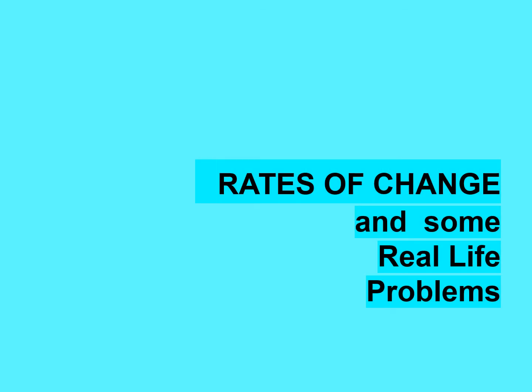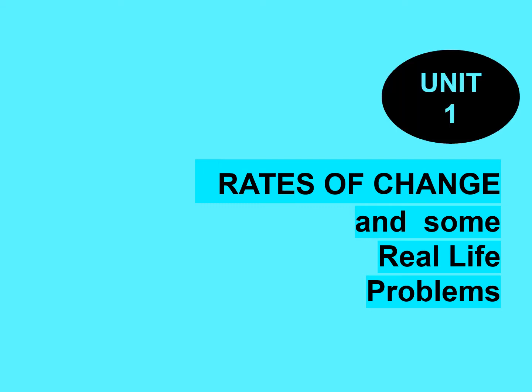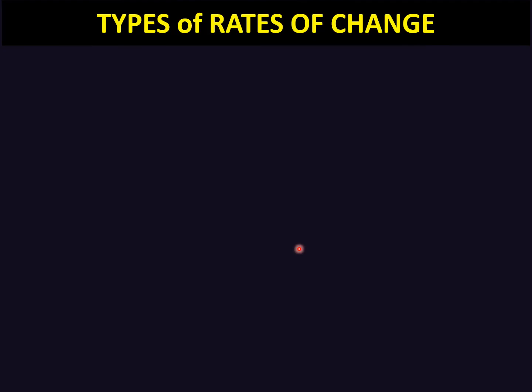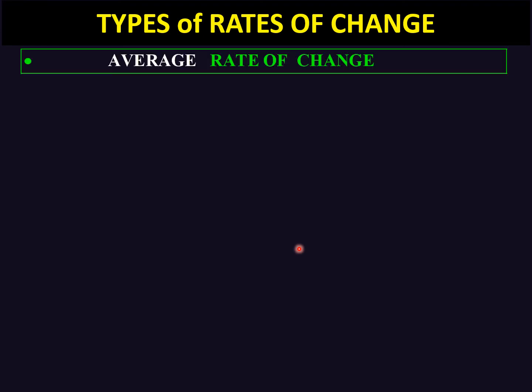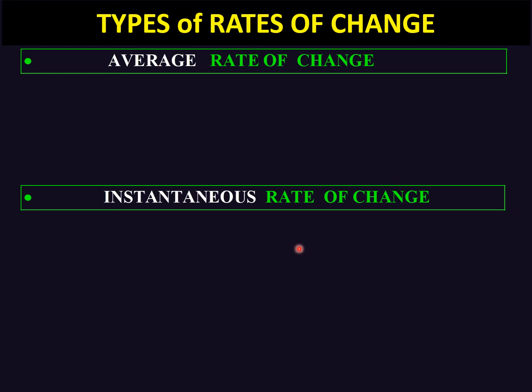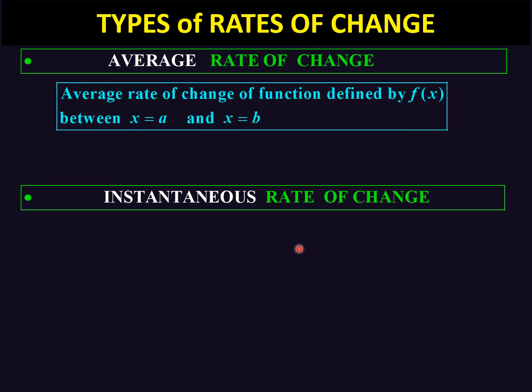Now, the first one we're going to look at is rates of change and some real-life applications there. There are two types of rate of change that we're going to look at. First one is average rate of change, and the other one is instantaneous rate of change. Let's start with the average rate of change of the function defined by f(x) between x equal to a and x equal to b.